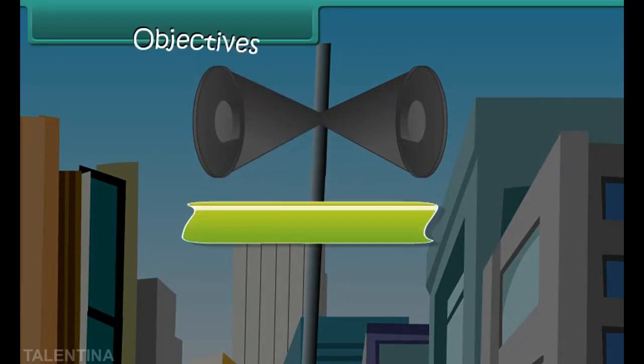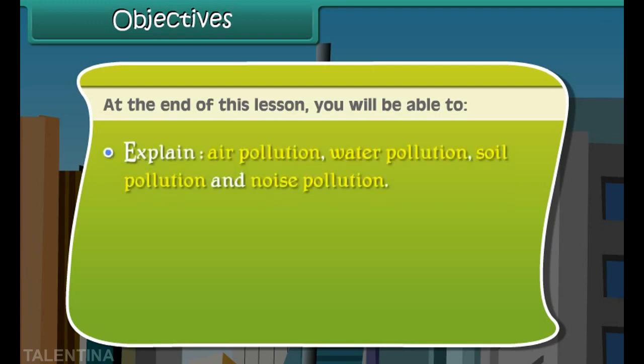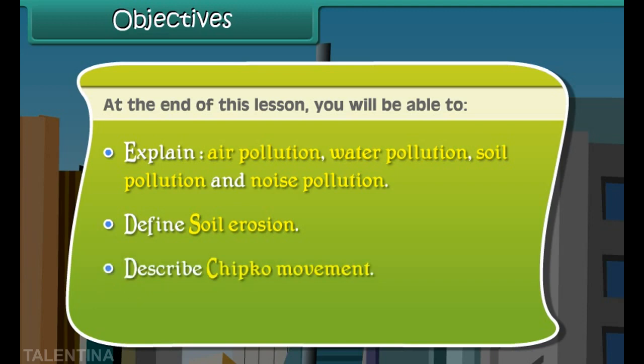Objectives. At the end of this lesson, you will be able to explain air pollution, water pollution, soil pollution, and noise pollution. Define soil erosion. Describe Chipko movement. List the ways to keep surroundings clean.